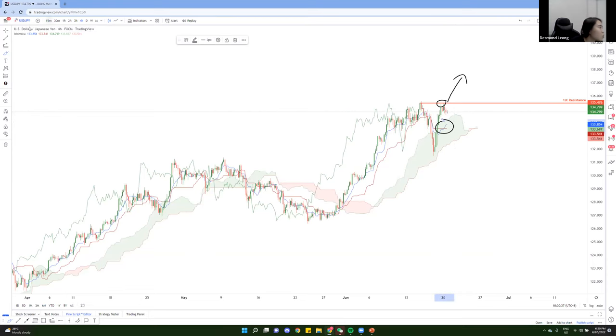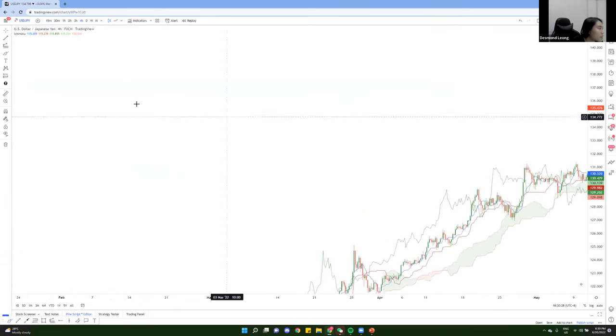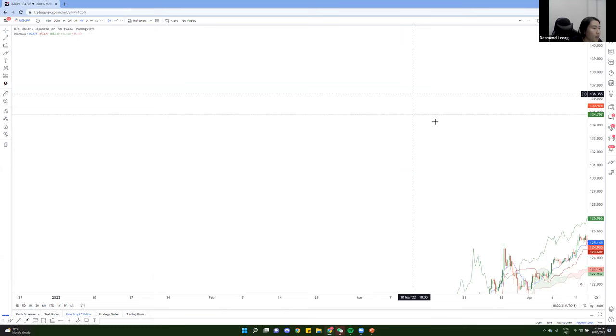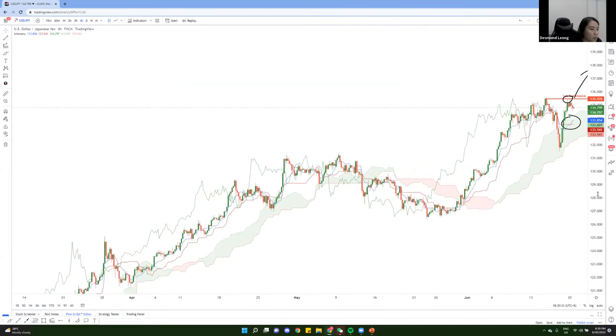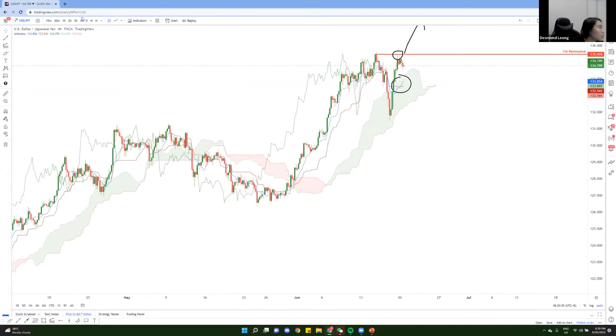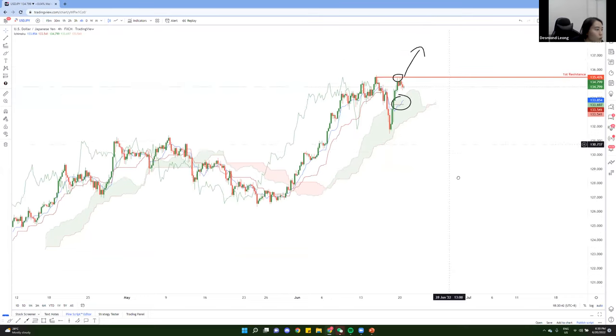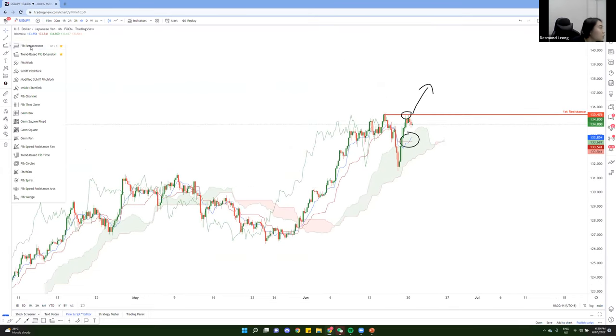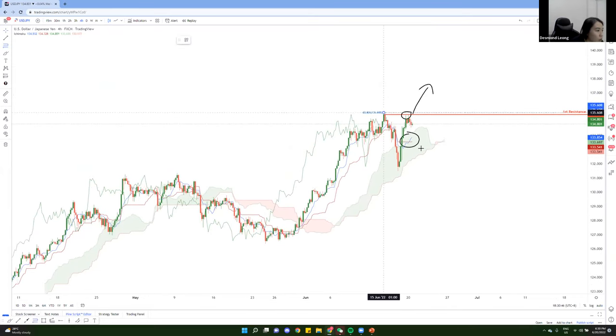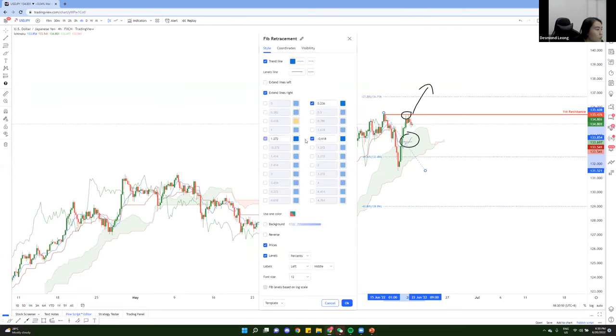But in this case, there are no horizontal resistance levels nearby. I probably have to scroll back really far into the past to find it, or maybe go to the daily time frame to find it. Even the daily time frame doesn't have it. Okay, so what we're going to do is use Fibonacci confluence instead to find our take profit.